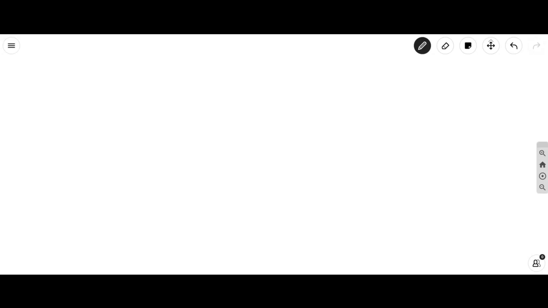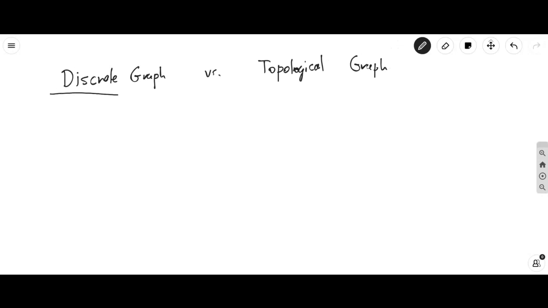Now we're going to talk about what a graph is. We need to give a warning first, that there's a difference between what we call a discrete graph that you see in, let's say, some kind of discrete math course, versus a topological graph. They're very similar concepts, so it makes sense why we call both of them graphs, but they're defined a little bit differently. This is probably what you've seen before. You've probably seen what a discrete graph is.